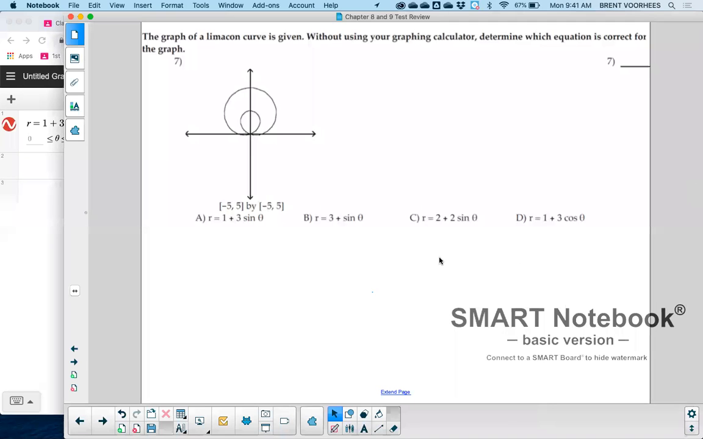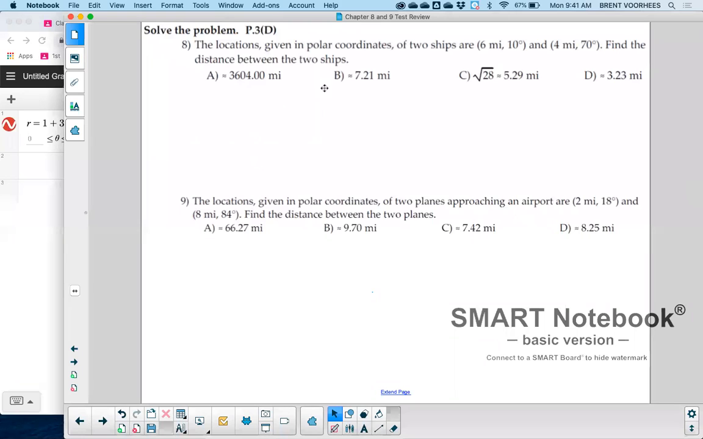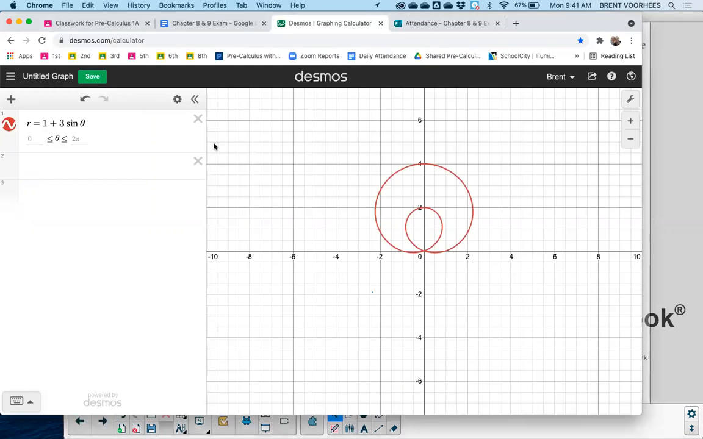Okay. And now polar distance. So there is one type of problem. It says the locations given in polar coordinates of two ships are given here. Find the distance between these ships. Now this is going to be a separate calculator. Okay, so I have a polar distance calculator.